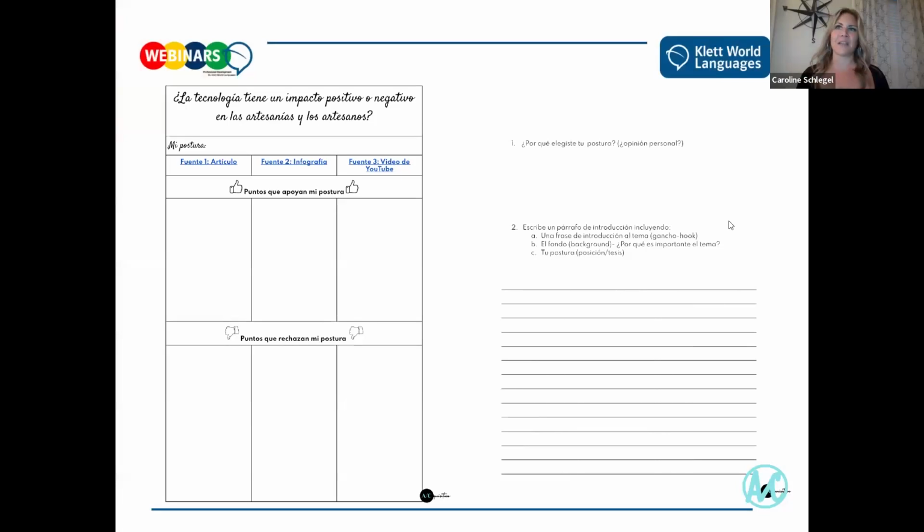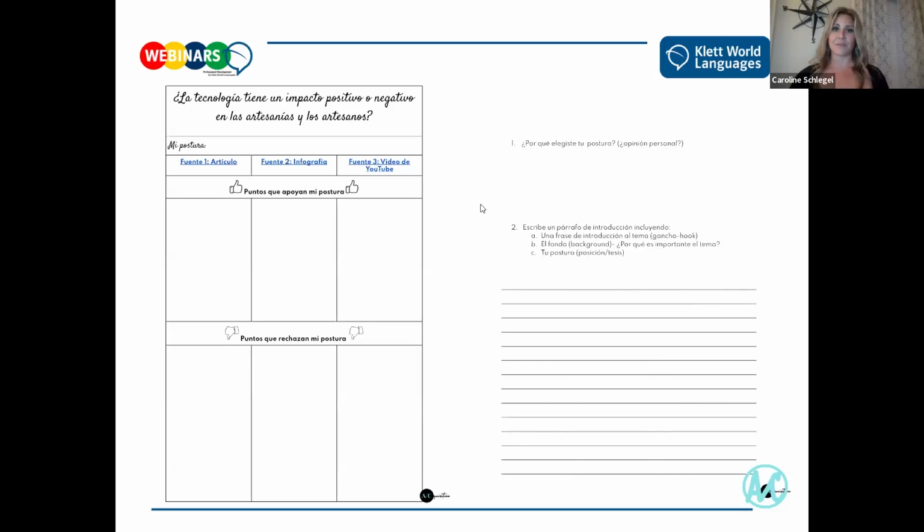This is another way, right? You can start to scaffold for an argumentative essay here where we're looking at the question, right? Our position statement, what is our thesis? And then we're looking at these 3 pieces right here: from the article, from the infographic, from the video. What 3 things can you pull from those pieces to support your postura? And then what things are you pulling from it that are going against your postura, and how can you use those things to create the introduction to your argumentative essay?